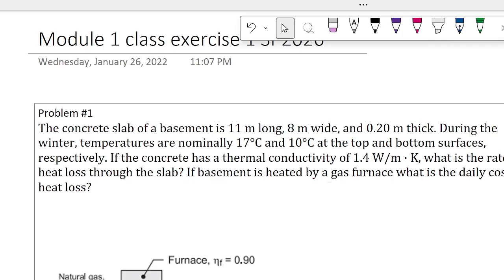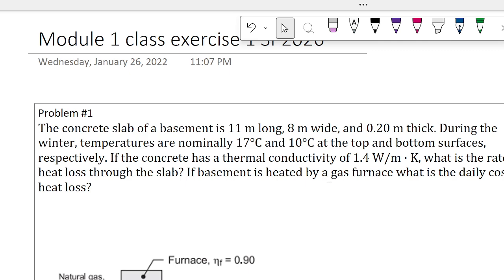Say a concrete slab on a basement is 11 meters long and 8 meters wide. So the area of the concrete slab is given by 11 and 8. They also gave you the thickness of the slab, 0.2 meter thick. During the winter, temperatures are nominally 17 degrees Celsius and 10 degrees Celsius at the top and bottom surface of the slab. The slab thickness is given, the surface area is given. It's just the basement slab we're talking about, with some amount of thickness, 0.2. The bottom surface temperature is given and the top surface temperature is given, 10 and 17 degrees Celsius.